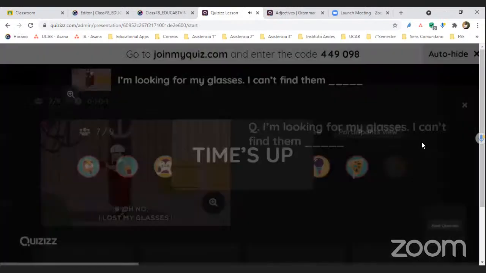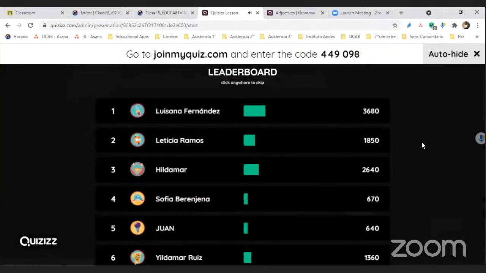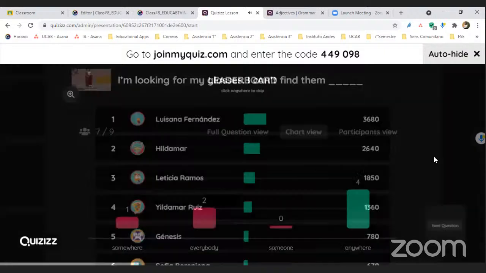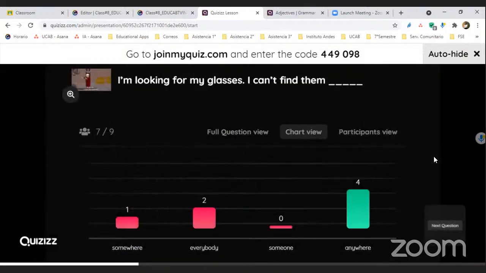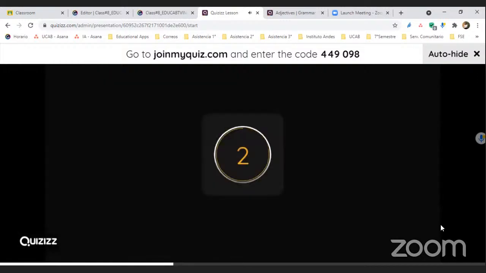Okay, let's see what was the correct answer for this sentence. So, I'm looking for my glasses. I can't find them anywhere, okay? I cannot find them anywhere. If you see the picture, the person was actually looking for his glasses, because they were missing. He couldn't find them.